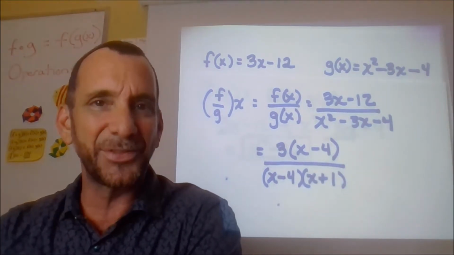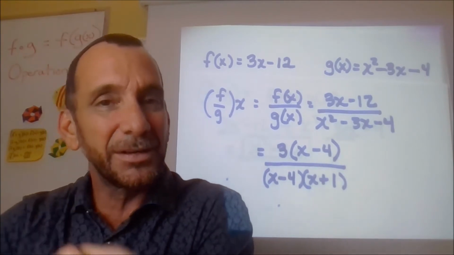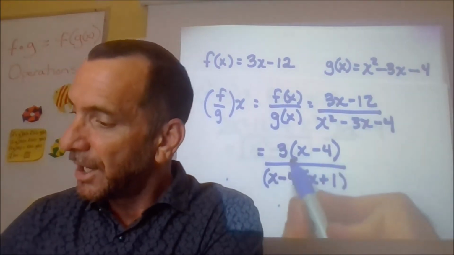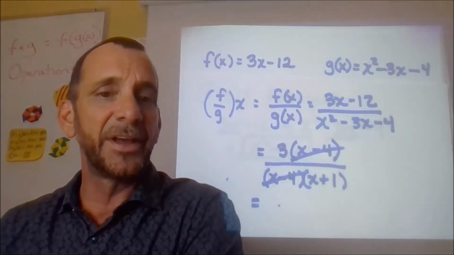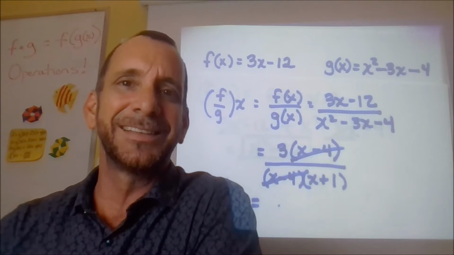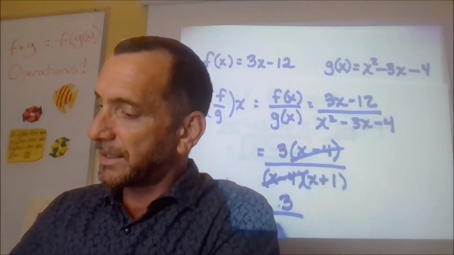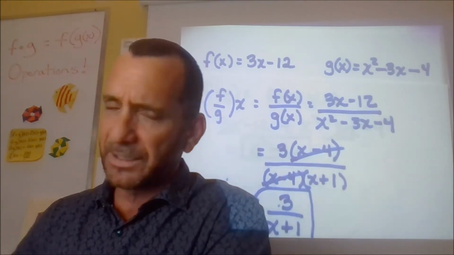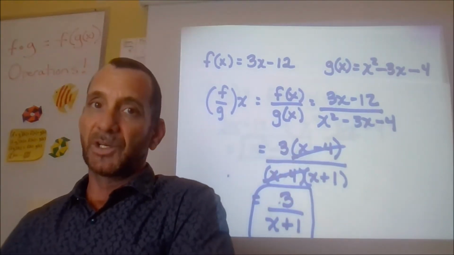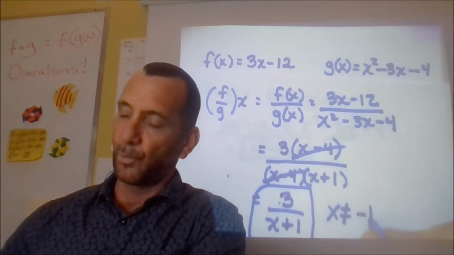Little mental math to check ourselves. And guess what? We have a couple of terms we can cancel. x minus 4, x minus 4. And so f of x divided by g of x in this situation is 3 over x plus 1. Are there any restrictions on that denominator? Sure are. x cannot be negative 1.